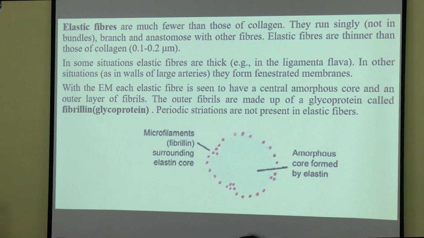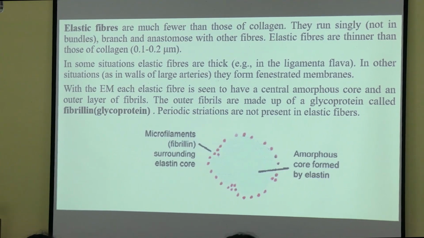Now in some situations elastic fibers are thick. There are some areas where it is thick. For example, ligamentum flava. Then there are some areas where it forms the fenestrated membranes. For example, the walls of the large arteries. Now have you heard about this one, ligamentum flava? Anyone? No, because you have not studied the vertebral column. You have not studied the vertebrae.